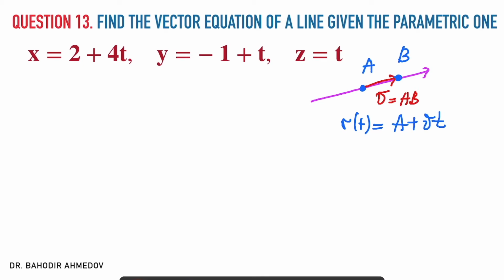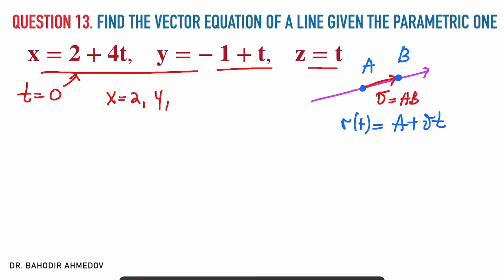Okay, so how to find 2 points on the line if you are given the parametric equation? Well, just choose any values for the parameter and find the 2 points. For example, if you plug in t equal to 0 into all of the 3 equations, you're going to get x, y, and z. That's going to be the coordinates of the first point. Well, x is going to be equal to 2, y is going to be equal to minus 1, z is going to be equal to 0. That's going to be the coordinates of the point A.